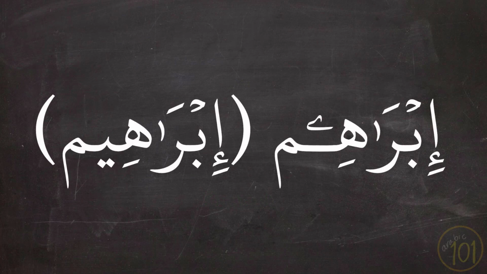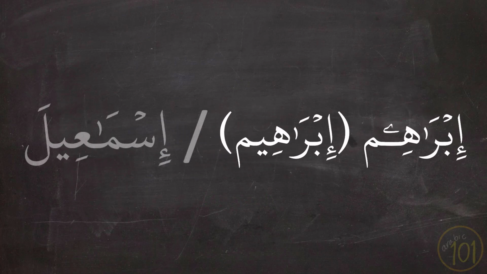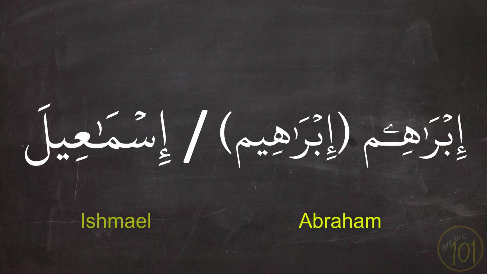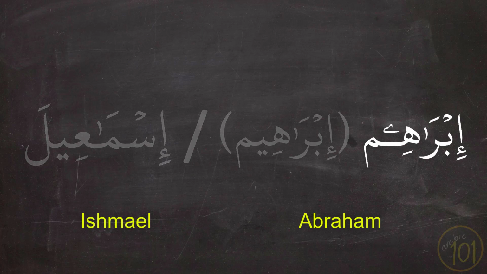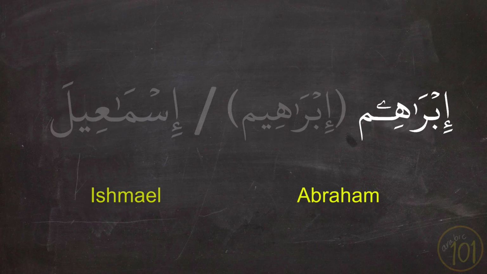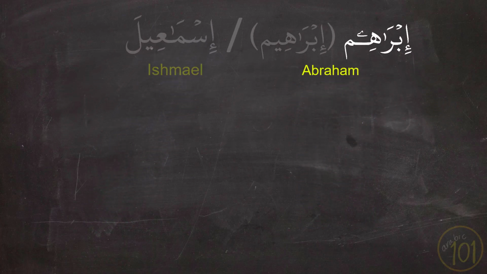Next is Ibrahim and his son Ishmael. And in English they are Abraham and Ishmael. First, we're going to look at Ibrahim because it was written in two different ways in the Holy Quran. It was written without the ya, but it is still pronounced as Ibrahim, like in this example.